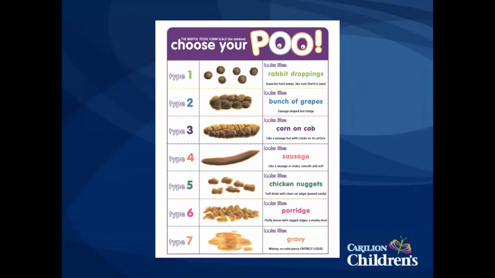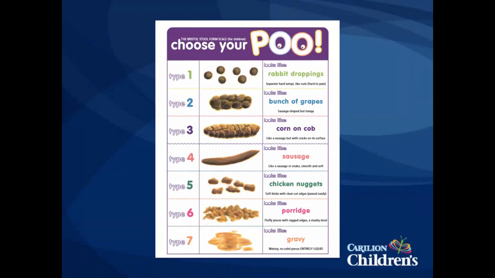So the seven types of stools: 1 and 2 are the most constipated types of stools, 6 and 7 are the more loose to diarrhea types of stools, and 3, 4, and 5 are more acceptable as okay. And talking about irritable bowel syndrome and the different types of irritable bowel.